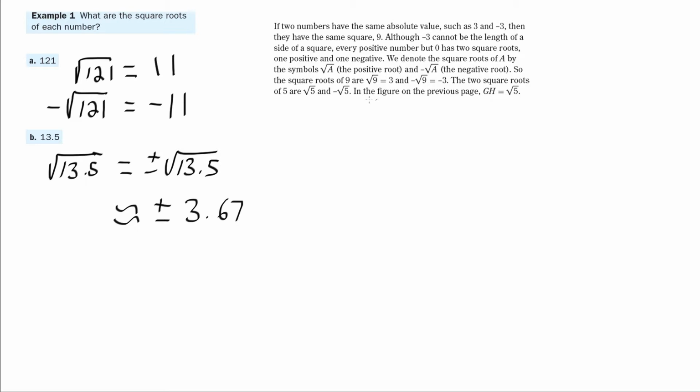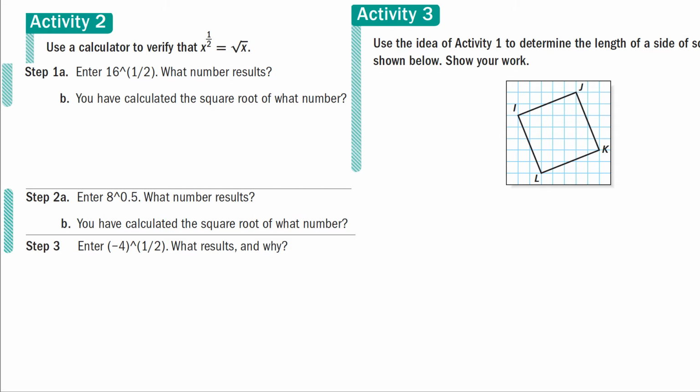In the figure on the previous page, our GH equaled the square root of 5. It was a positive root because it's the side length. Okay, take a look at activity 2 in your book. This is on page 490. It says use a calculator to verify that x to the 1/2 equals the square root of x. So we enter 16 raised to the 1/2 power. What number results? And what did you get?